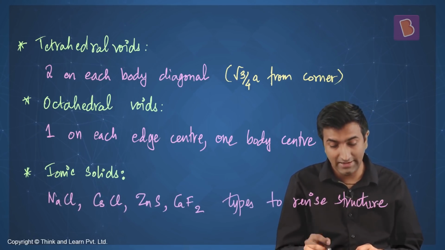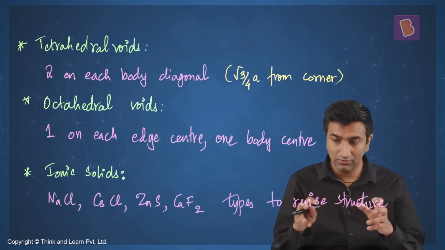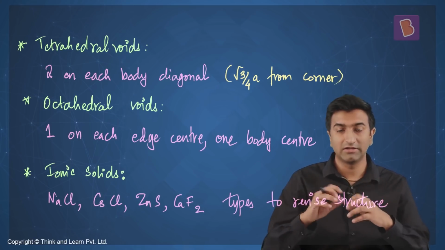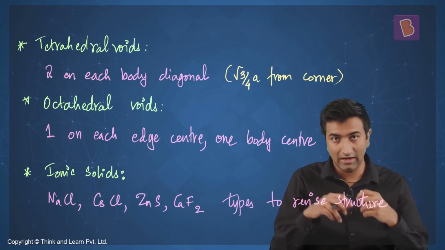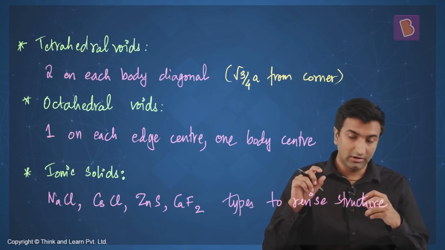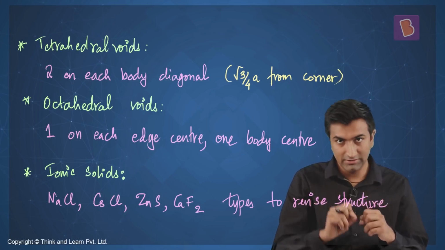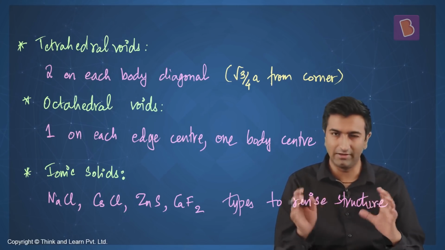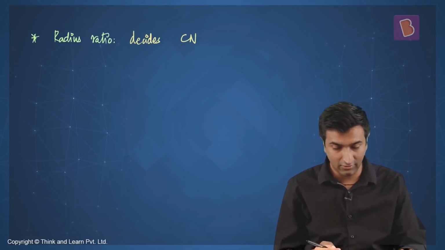NaCl, CsCl, ZnS, CaF2. This is more or less a practice thing that will make sure you know how each atom, whether it's at the corner, face center, body center, or edge center, how they contribute, and also when atoms go into the voids, how that contributes, how it looks and all that. More for that practice, this is really important. The radius ratio basically decides the coordination number between the anion and the cation.